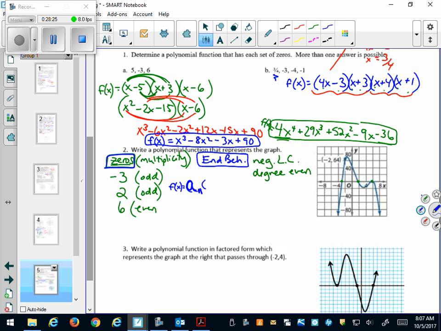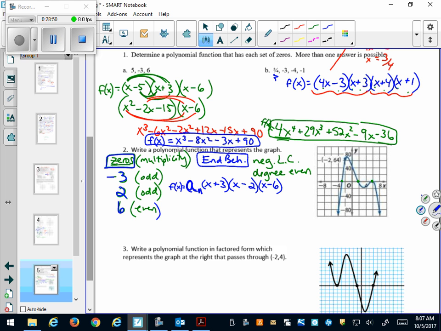X plus 3 because of this 0, right? X minus 2 because of that 0. And x minus 6 because of this 0.